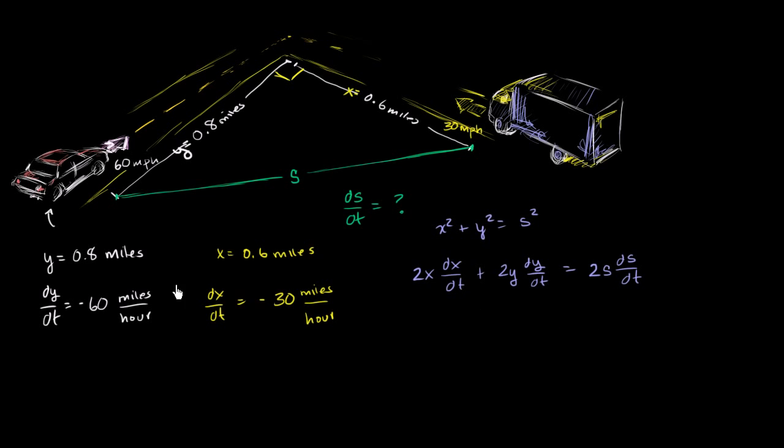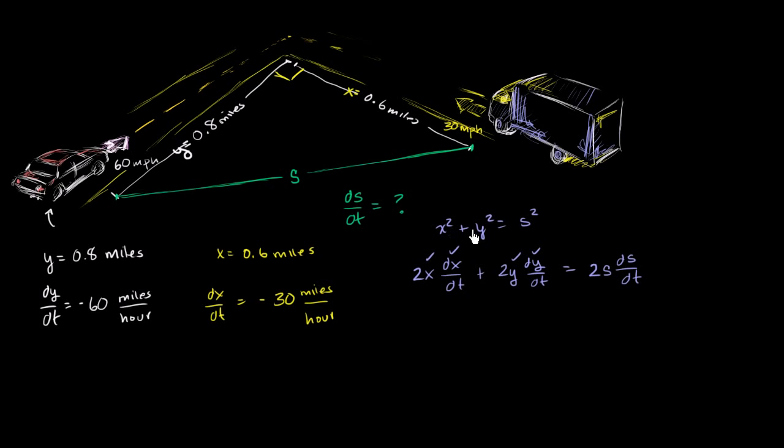So now it looks like we know what x is, we know what dx/dt is, we know what y is, we know what dy/dt is. All we need to figure out is what s is, and then what ds/dt is, the rate at which this distance is changing with respect to time. Well, what's s right now?